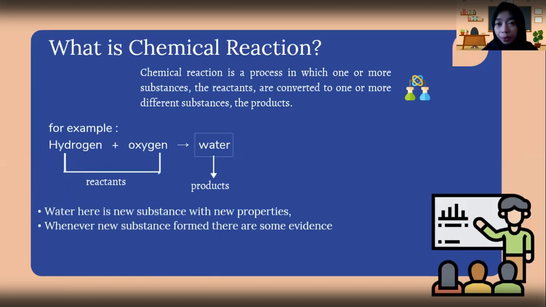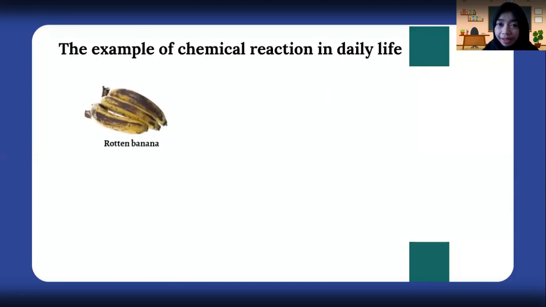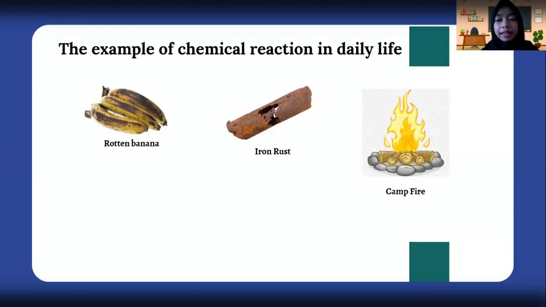As we learned before, chemical reactions are reactions that form a new substance. Here, the water is a new substance with new properties. So, examples of chemical reactions in our daily life. Have you ever seen a rotten banana or rotten fruit? And then iron rust: after iron is exposed to the oxygen in the air for a long time, iron can rust. And then the campfire or another combustion process.